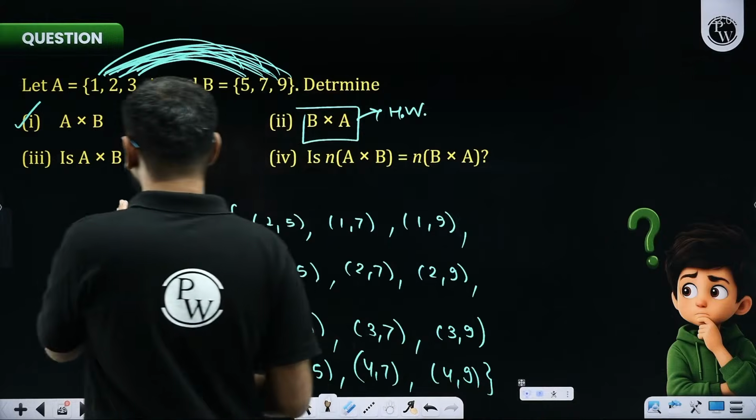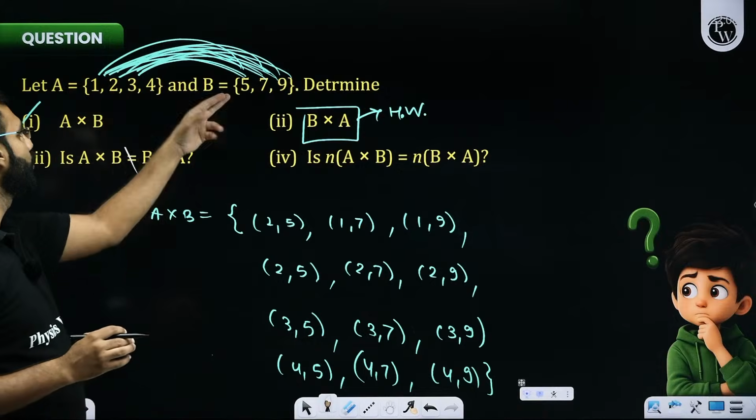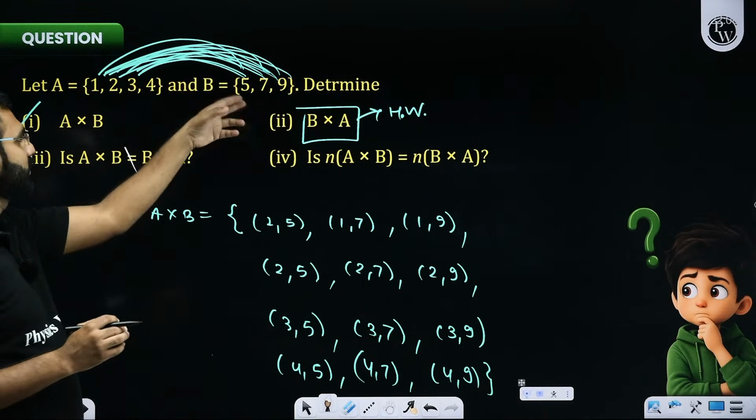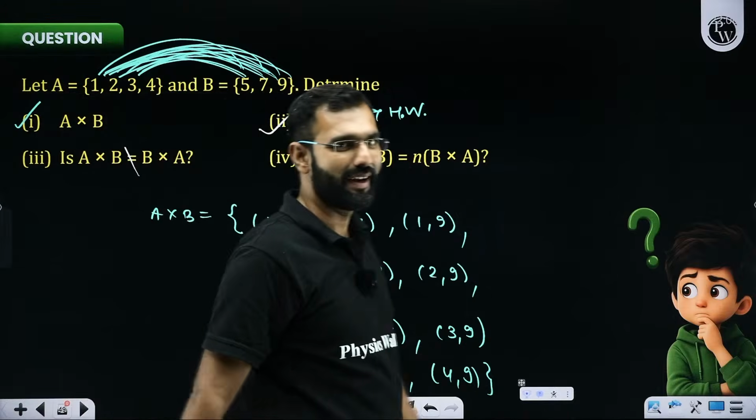Absolutely. Are B cross A and A cross B equal? Definitely not. B cross A will be (5,1), (5,2), (5,3), (5,4), (7,1), (7,2), (7,3), (7,4), (9,1), (9,2), (9,3), (9,4). So I think I have answered this question as well, didn't I?